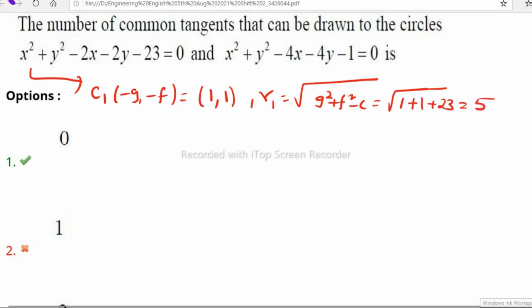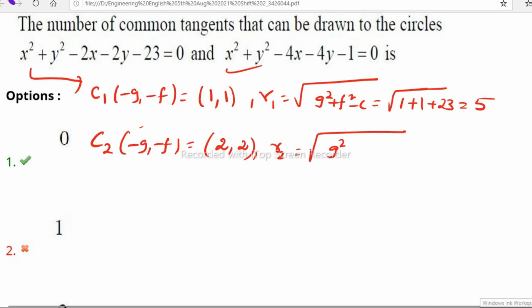Now C2. From the second circle we can find the center and radius. C2 from circle 2, with the same formula (-g, -f), is (2, 2). Okay? What is R2, the radius of this circle? That is √(g² + f² - c), the same formula. g² is 4, f² is 4, and minus of minus gives +1. That is √9, which is 3. So we observe that the radii of the two circles are 5 and 3.